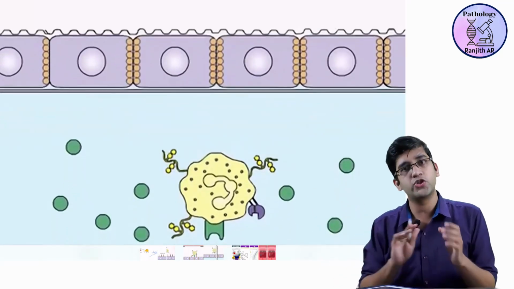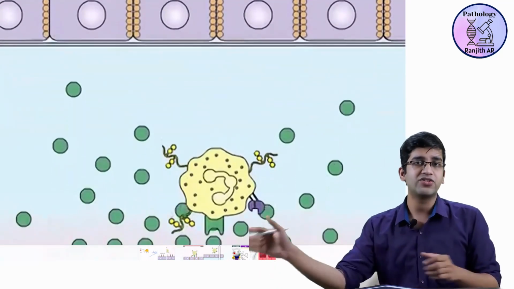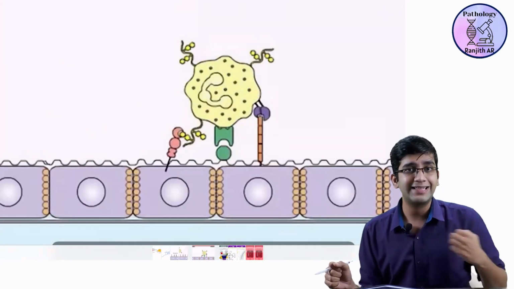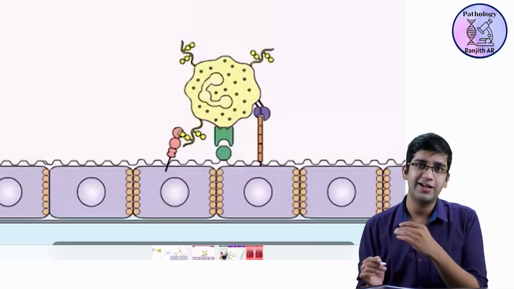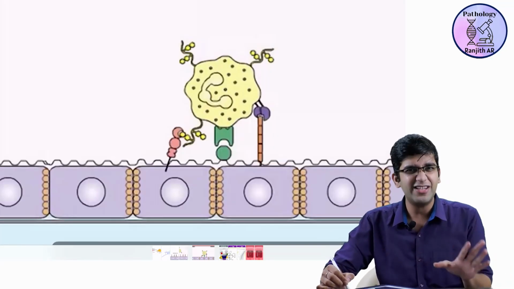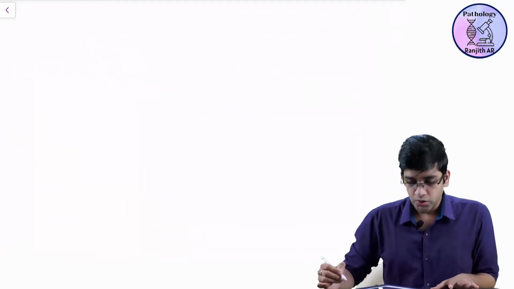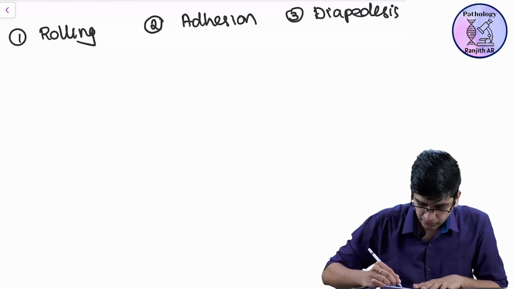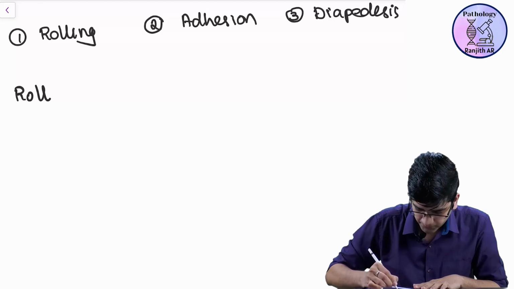Based on the green dots, it's going to move slowly to the site of action, which is where your bacteria is going to be, right? That's the entire cellular phase in two videos. It's very simple to understand. What we are going to see is what molecules are involved here. The first step of rolling is what we are going to see first.